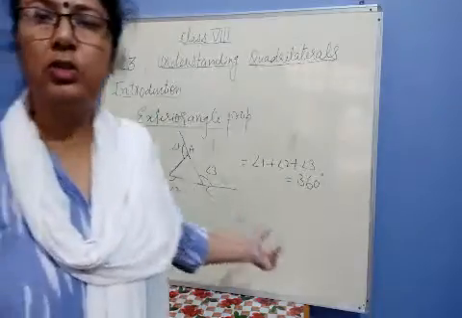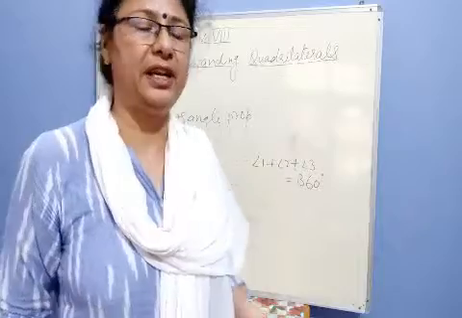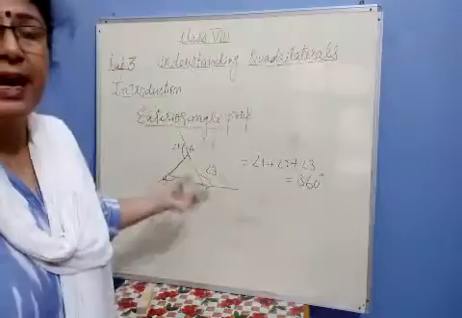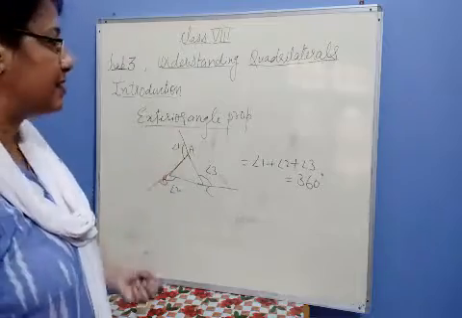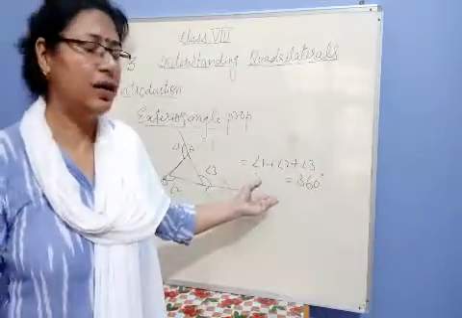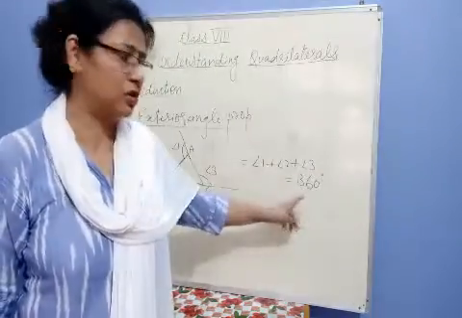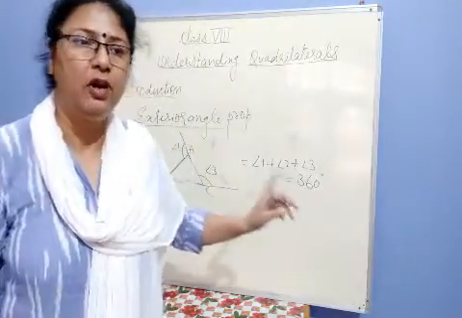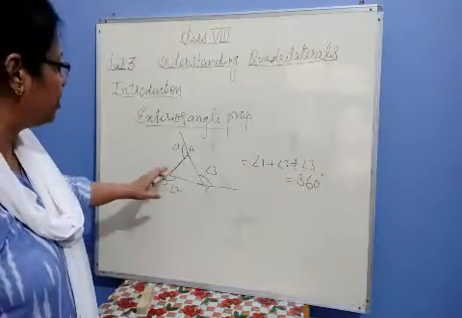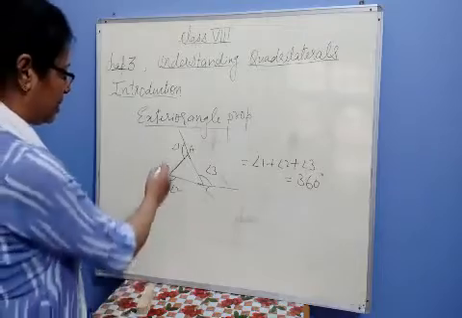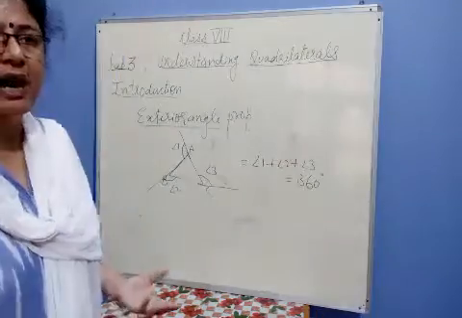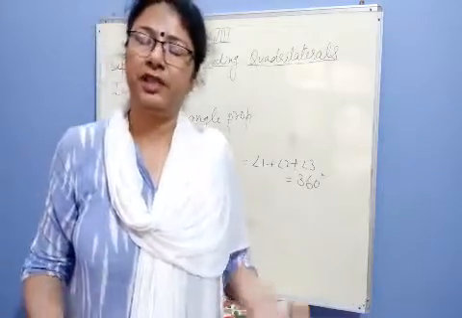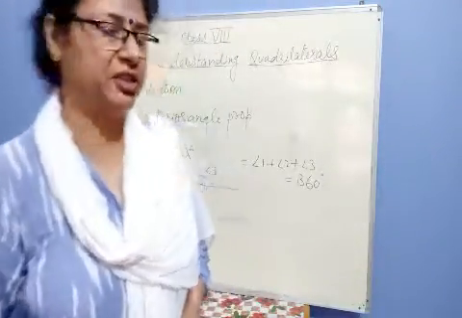This property holds good for any polygon, like if you take a pentagon, hexagon, heptagon, if you make their exterior angles, the sum of all these exterior angles always remains constant, that is 360 degrees. Actually what happens, as you increase the number of sides, these angles become smaller and the sum after all becomes always constant, that is 360 degrees.